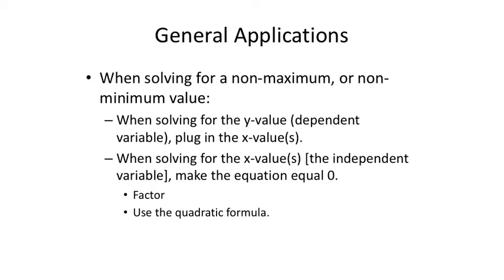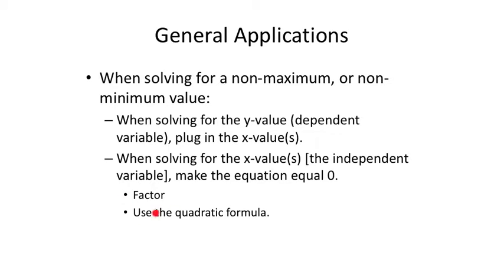Anyways, when solving for a non-maximum or non-minimum value, they'll have to tell us which value it is, either y or x. So we have to look at the context and whatever equation they give us. When solving for the y value, plug in the x values as the independent variable. When solving for x values, the independent variable, make the equation equal to 0. Again, it depends on the context. Sometimes we just put in whatever values they give us and then find the corresponding value.